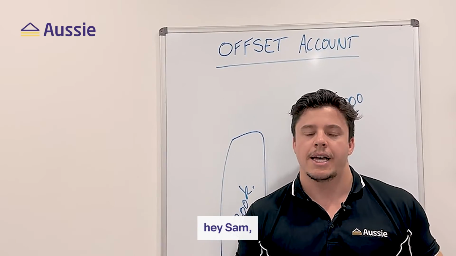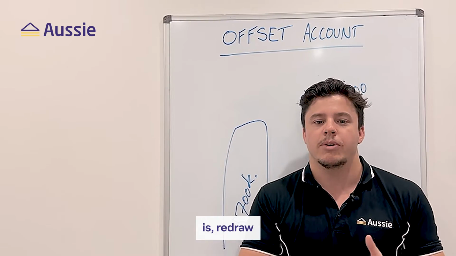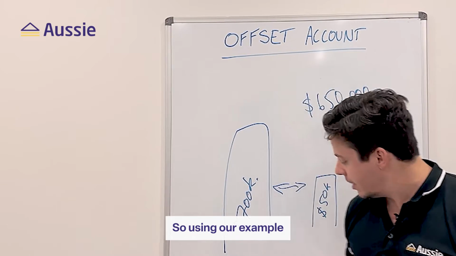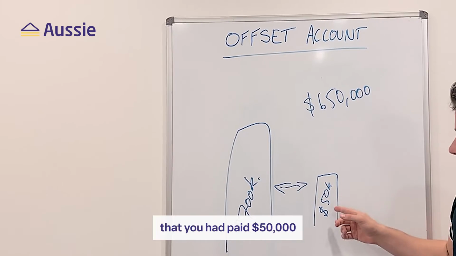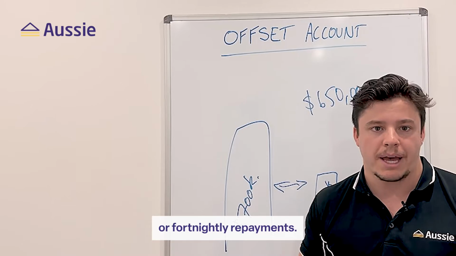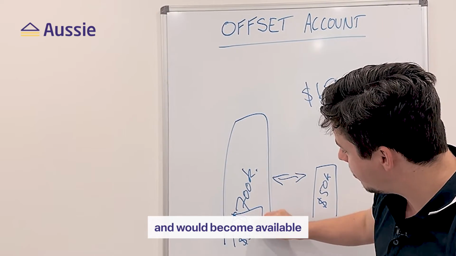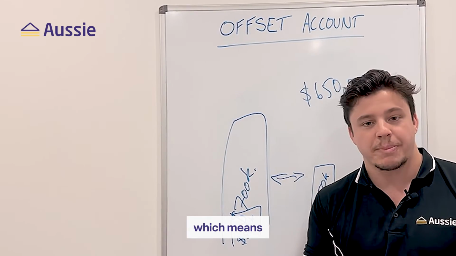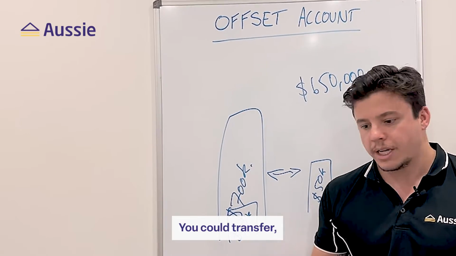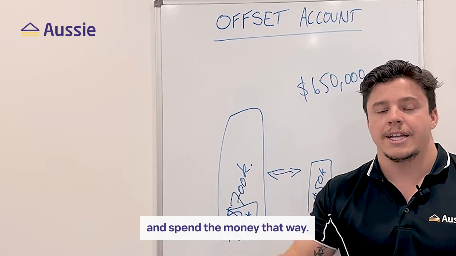A lot of people say, hey Sam, what's the difference between redraw and offset? So essentially what redraw is allowing you to access is the extra money that you've paid into the loan ahead of time. Using our example over here, let's pretend that you had paid $50,000 into the loan ahead of your minimum monthly or fortnightly repayments. That $50,000 would sit in the loan like this and would become available to you as redraw, which means if you ever wanted to access that money, you could log on to your banking app, you could transfer, say, $200 out of your redraw account into your everyday transaction account and spend the money that way.